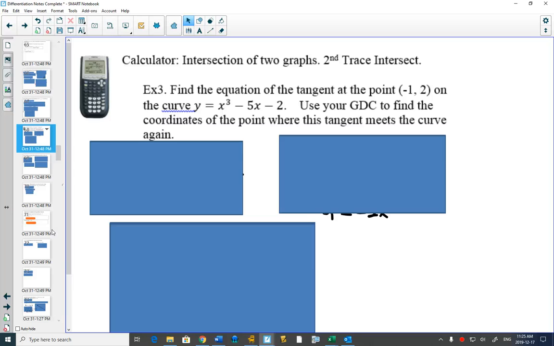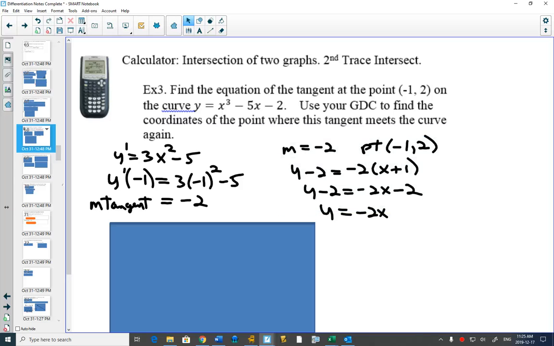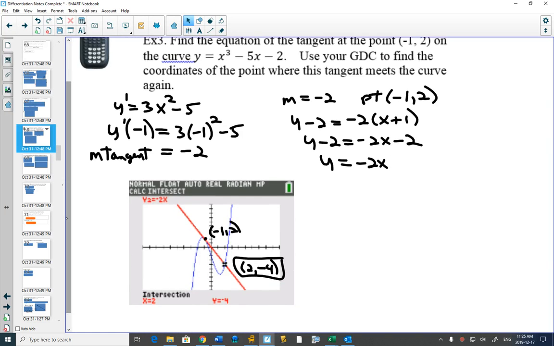Okay, I will put up a little bit of example 3. So example 3, find the equation of the tangent at the point. Use your GDC to find where this tangent meets the curve again. So we got our derivative. We've got our slope and our point. We find our equation. Now, if you graph your original function into y1, your tangent line that you found into y2, on your graphing calculator, you'll see that it intersects again at 2, -4.